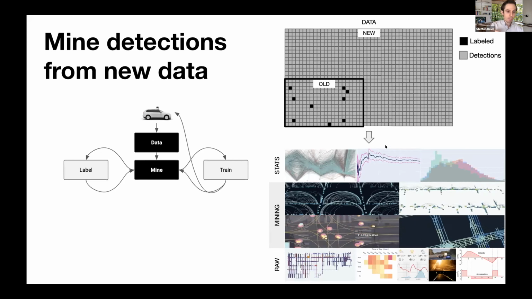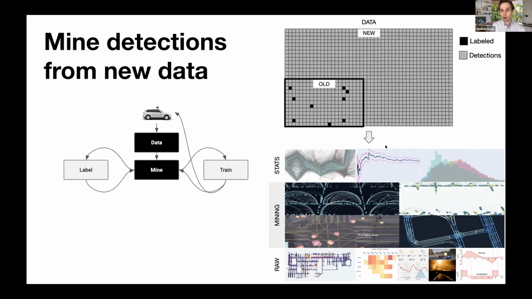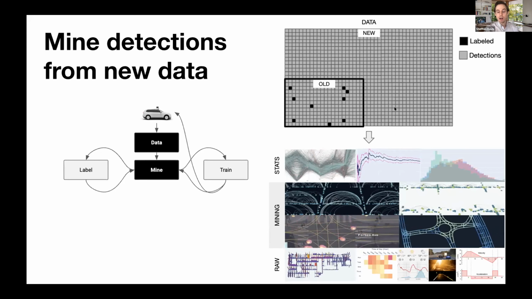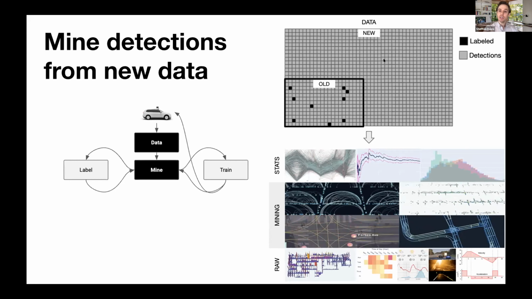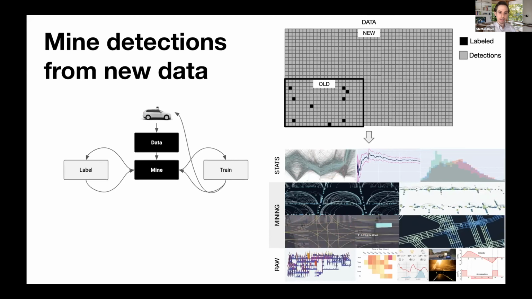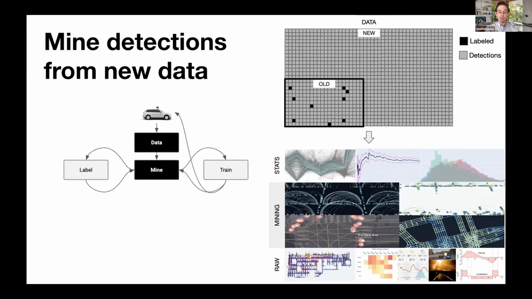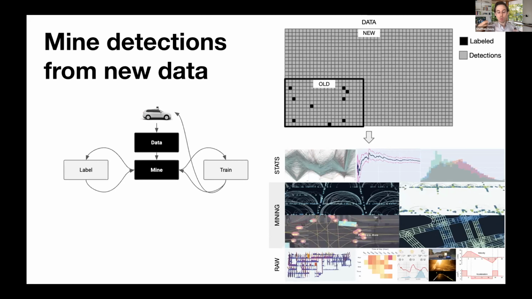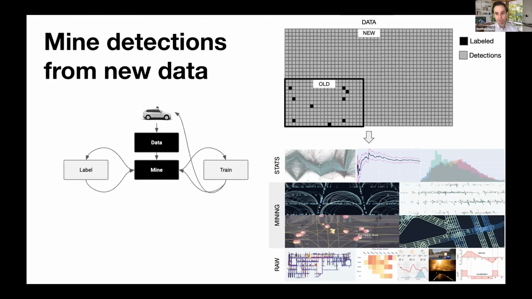And then finally, with the model performed on the car and the car collecting more data, all of that data now comes with detections from that model, which can then be mined as they come off the car, restarting this workflow from the very beginning, from when fresh data comes off the car.